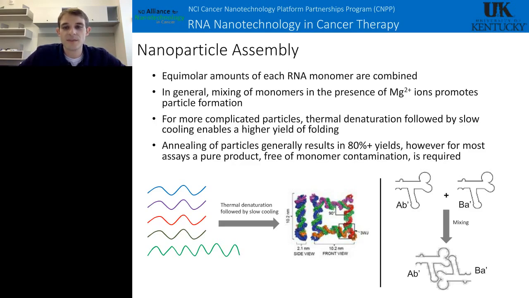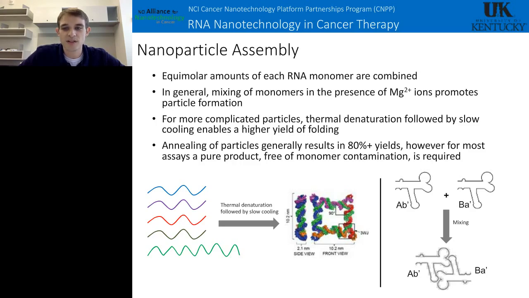Another way to do it, and this pertains to the pRNA nanoparticles on the bottom right of the slide, is just mixing your different pRNAs in the presence of magnesium ions. And these magnesium ions promote the interaction between the left and right hand loop of the particles.